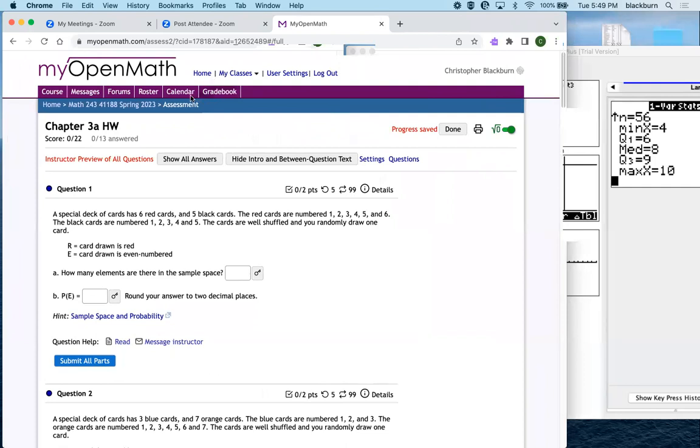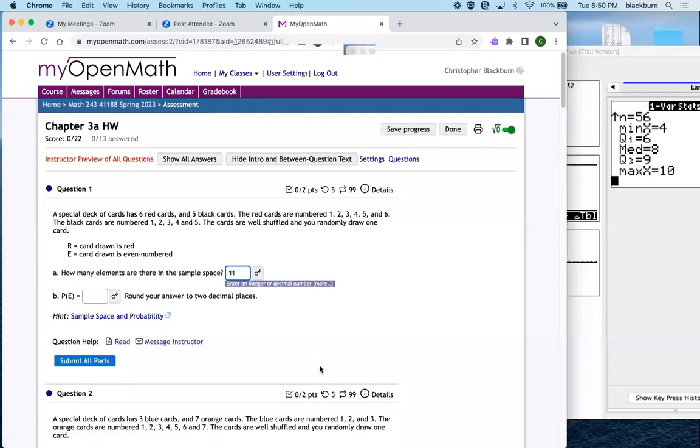Let's take a look at number 1. A special deck of cards has 6 red cards and 5 black cards. The red cards are numbered 1, 2, 3, 4, 5, 6, and the black cards are numbered 1, 2, 3, 4, 5. The cards are well shuffled and you randomly draw 1 card. Please watch the video and take the notes. Then this section is going to make a lot more sense. How many elements are in the sample space? There's 6 red and 5 black, so the number of elements is going to be 11.